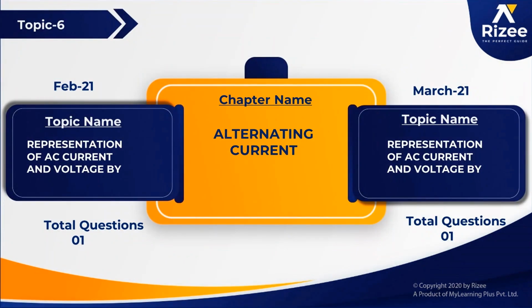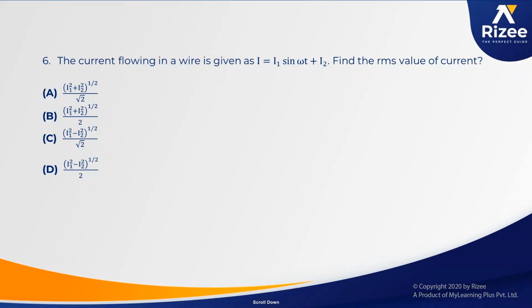It is also concerned with the same chapter, that is AC circuits. In this one, the topic name is representation of the AC current and voltage. In the February session we have got one question, and in the March session also you have got one question on the same topic. Which type of questions is he asking? The current flowing in the wire is I is equal to I1 sin omega t plus I2. Find the RMS value of the current. So it's a straightforward question.